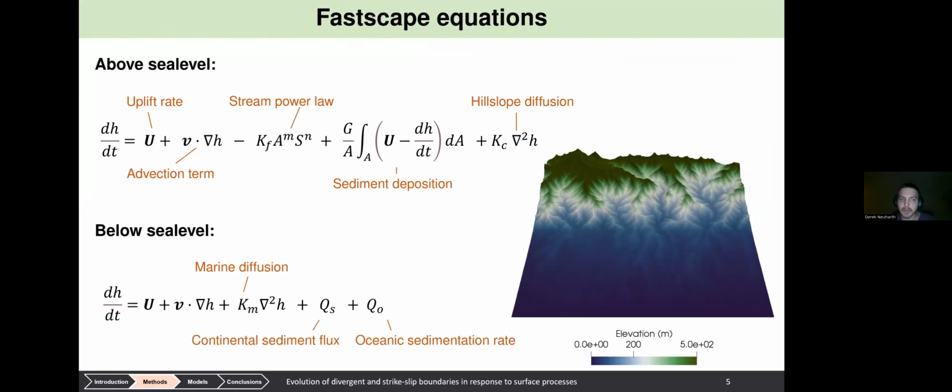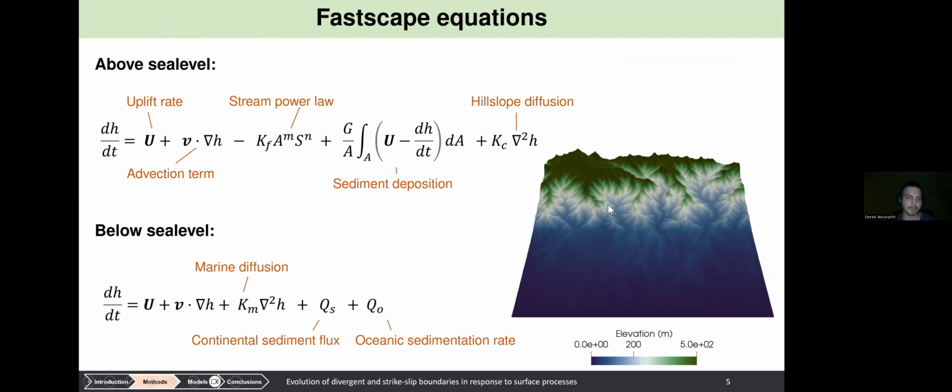To talk about what FastScape will actually do to the surface, it depends on whether you're above sea level or below sea level. When you're above sea level, there'll be an uplift rate and an advection term. These are velocities that will come from ASPECT to FastScape, which is also to say that we allow FastScape to handle all the movement of the surface. Next is the stream power law, which is the long-range transport of sediment. This is how we really incise rivers into the landscape, as you can see over here.